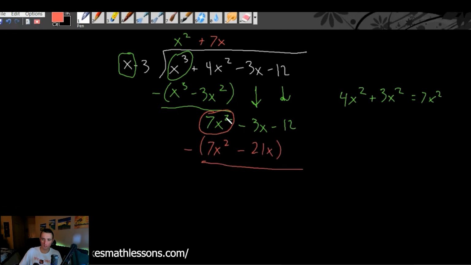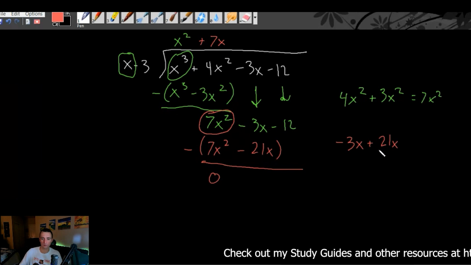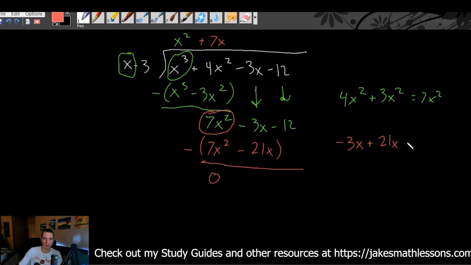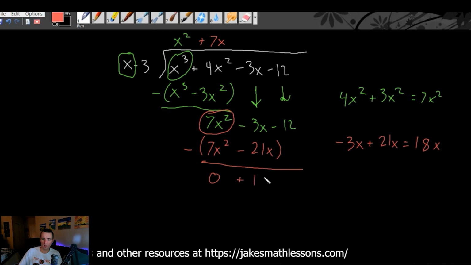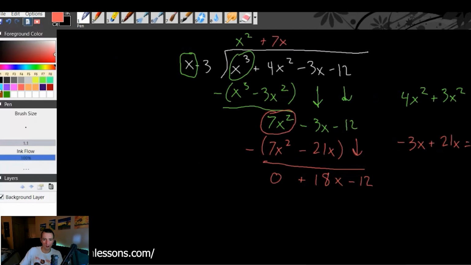Minus, in parentheses, this whole thing here from this one. So you're just going term by term. 7x squared minus 7x squared gives us 0. Negative 3x minus negative 21x is negative 3x plus 21x, because double negatives cancel. Minus negative 21x is the same as plus 21x. So this will equal 21 minus 3, which is 18x. So we're going to have plus 18x, carry down the minus 12, and then going to have to go through this one more time here.